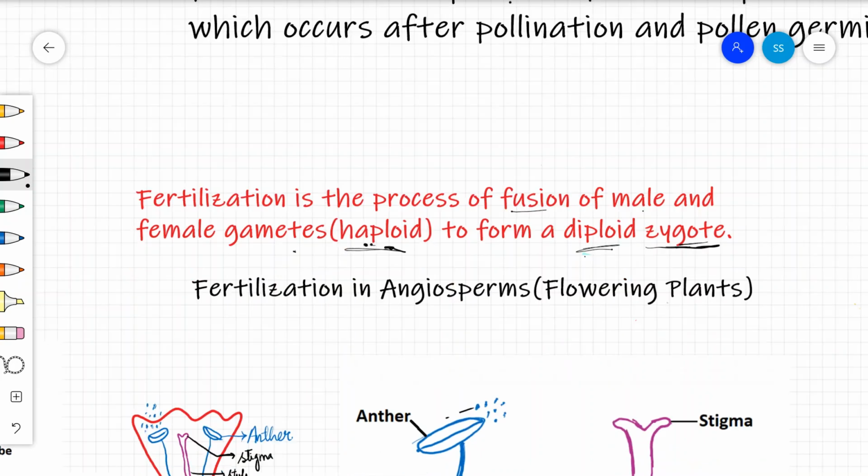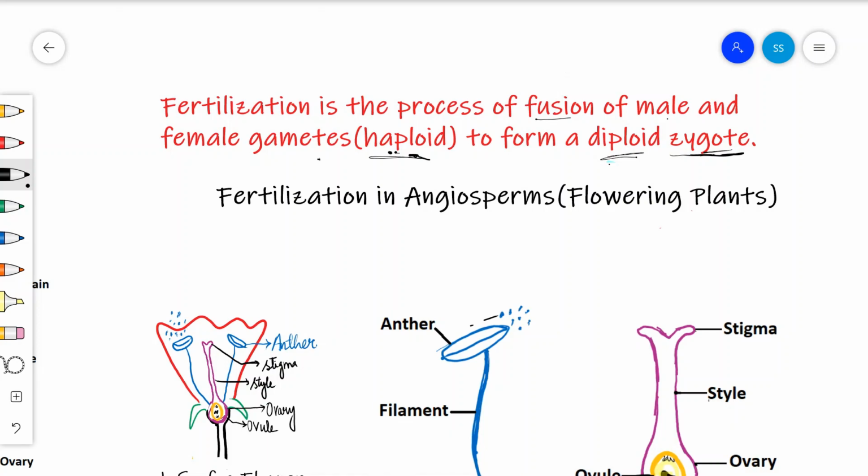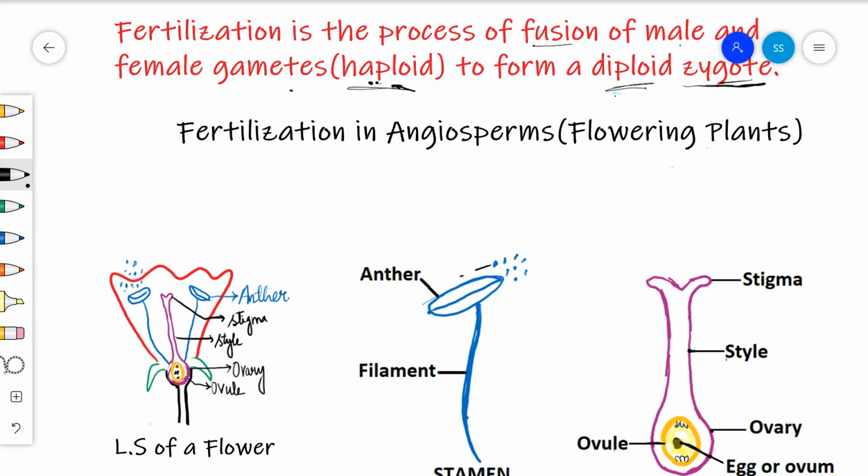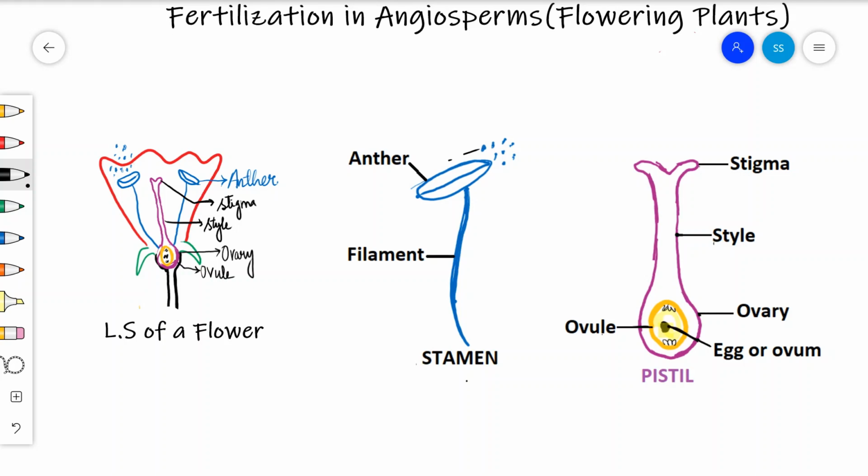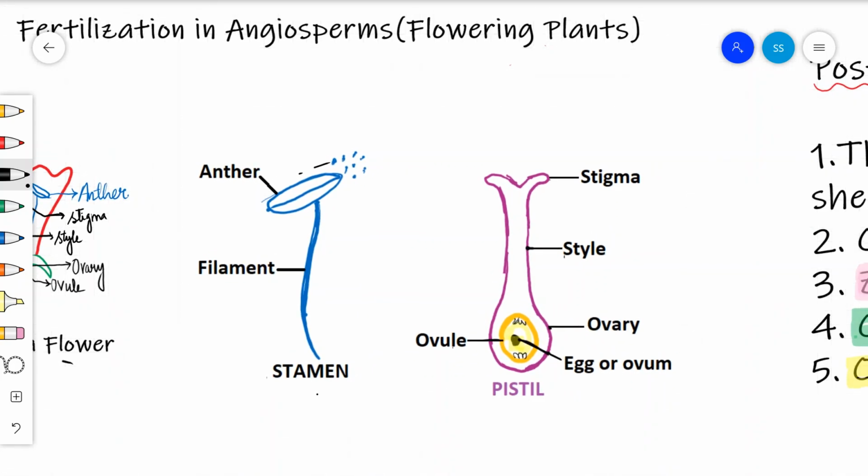Now, how does the process of fertilization take place in angiosperms? Let us have a look. We already have learned the structure of a flower and the different parts of it. We also know the reproductive parts of the flower, that is the stamen, which is the male part, and the pistil, which is the female part. The anther of the stamen produces a large amount of pollen grains, which contain male gametes. Each pollen grain contains 2 male gametes.